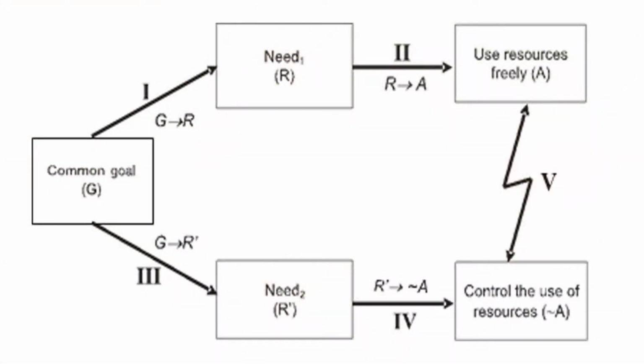So if you look at the boxes you have in this diagram, if you look at that kinked line called V, then up there you have use resources, right? And then down you have what we call control the use of resources. If you're dealing with sustainability issues, right, economic sustainability, social sustainability, those are the issues that we'll be talking about.